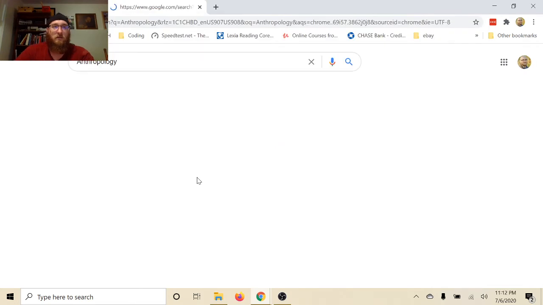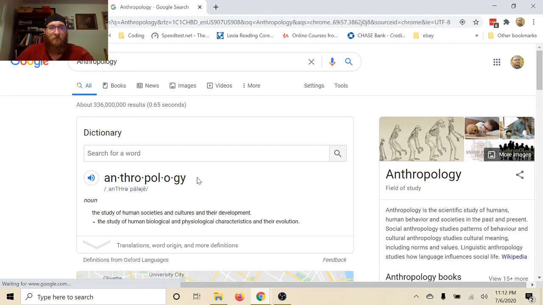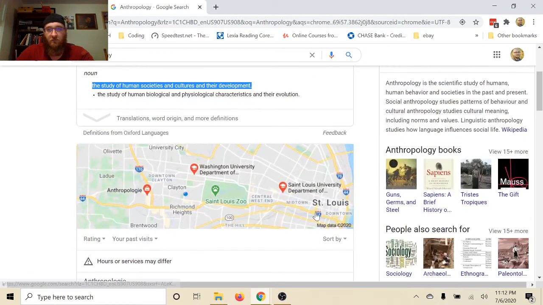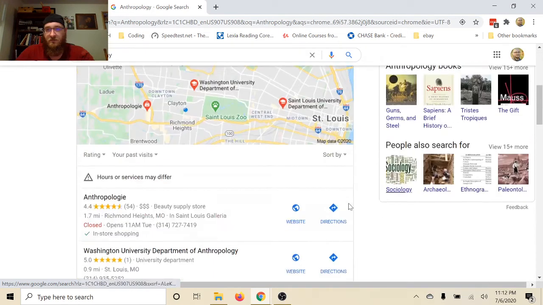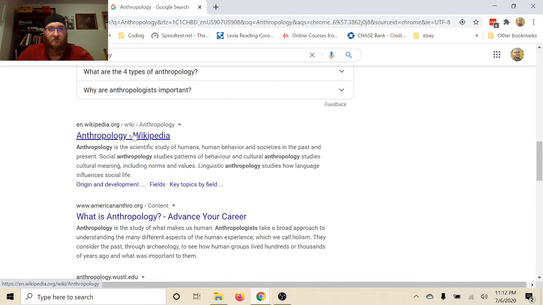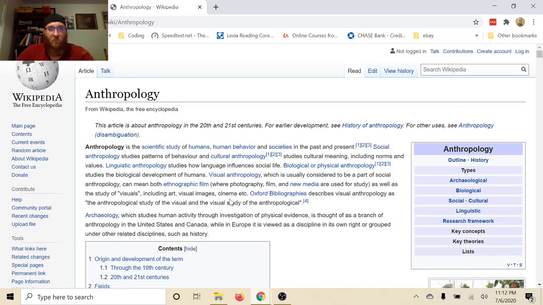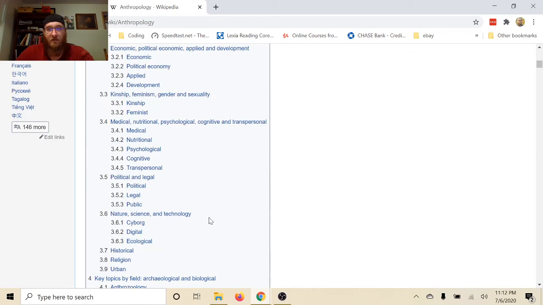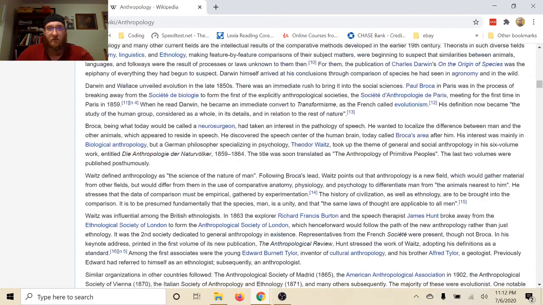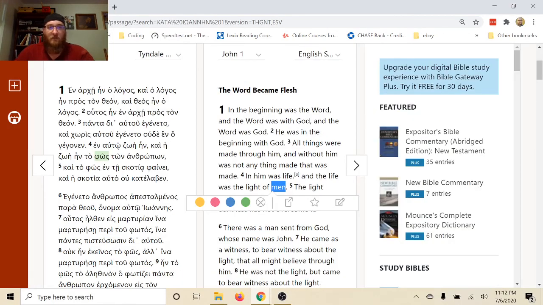Anthropology. Yeah, study human societies and culture and their development. And usually you look at old civilizations for clues. Wikipedia. I don't know. I feel like I'm on the right track, but may never know, because I'm not studying anthropology. I'm studying Koine Greek. Here we go.